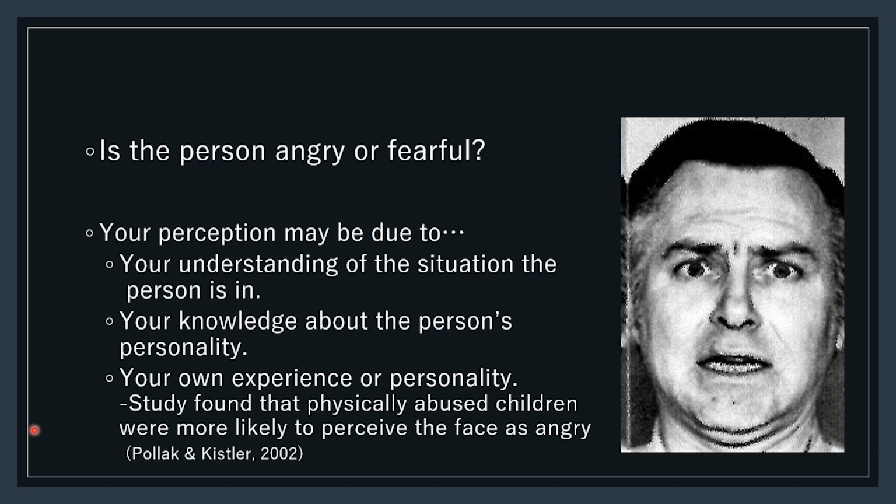In one related study, children were shown this image and they gave judgments of the emotion. And this study found that physically abused children were more likely to perceive the face as angry compared to non-abused children. So the social environment and what kind of experience one gets may influence how they construct the social reality.